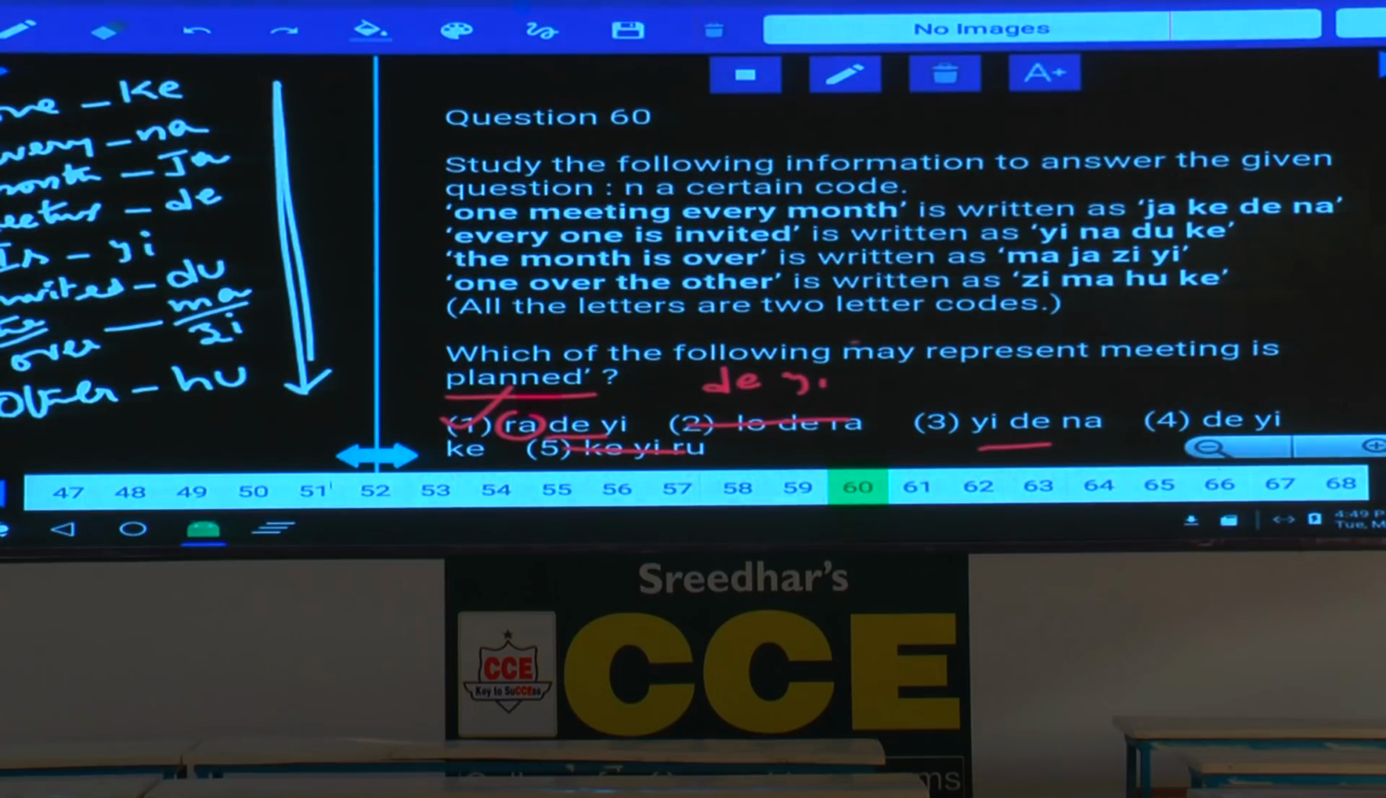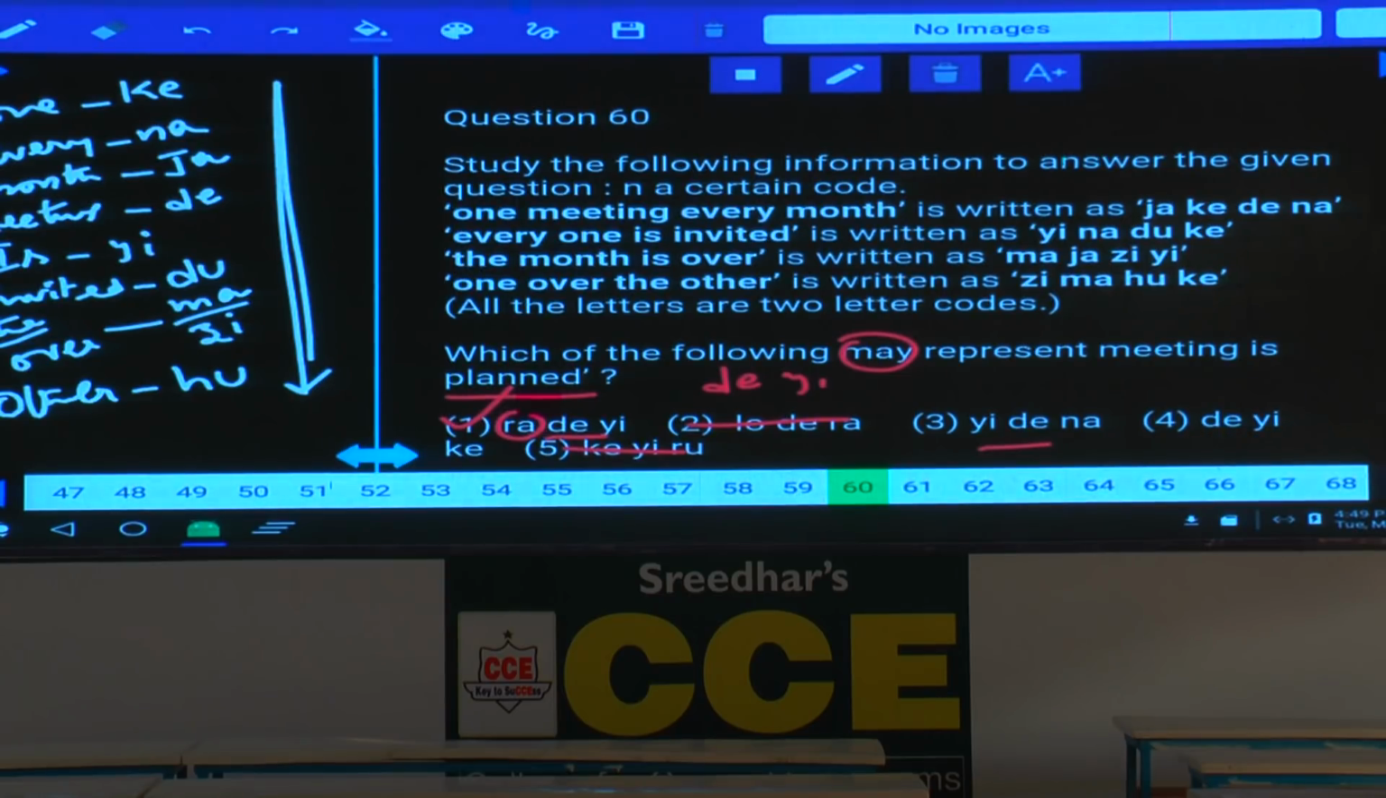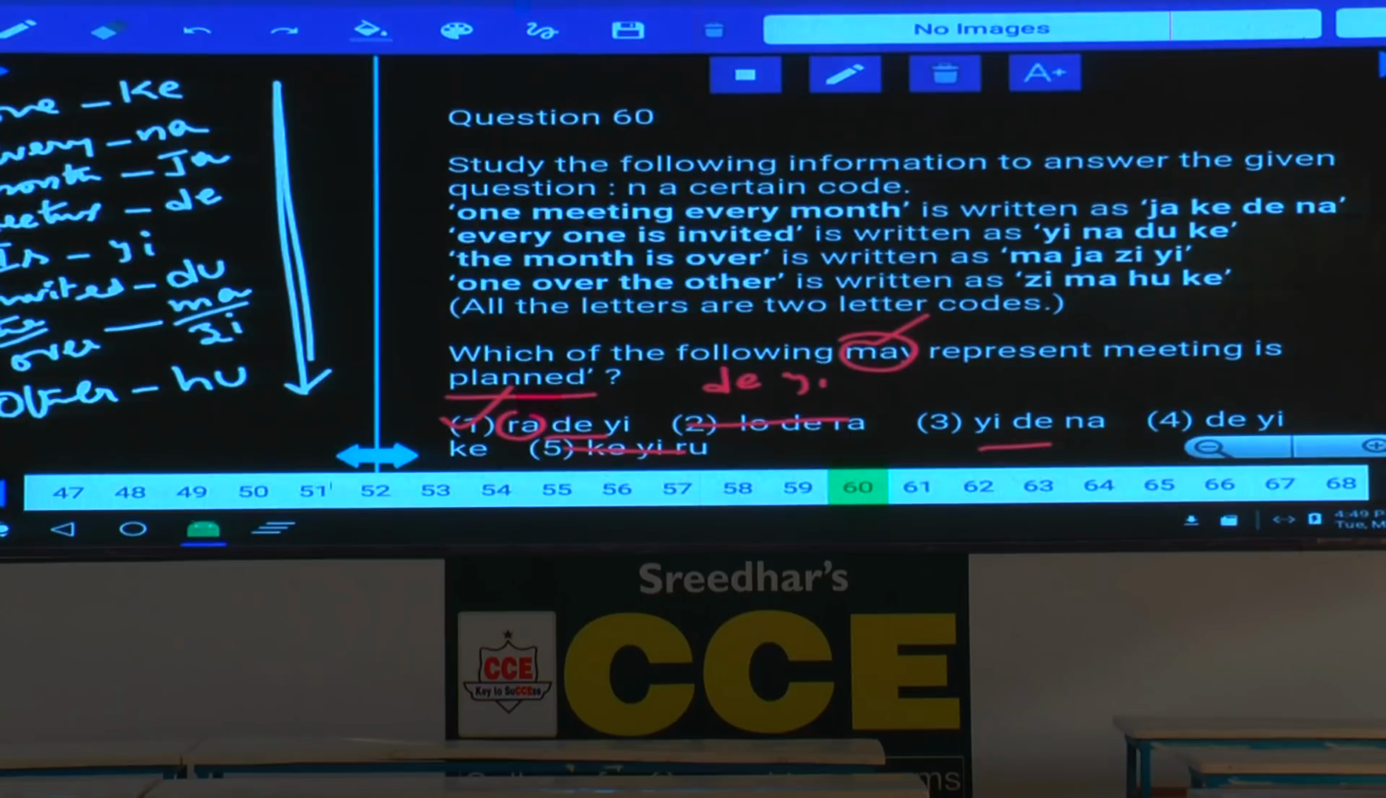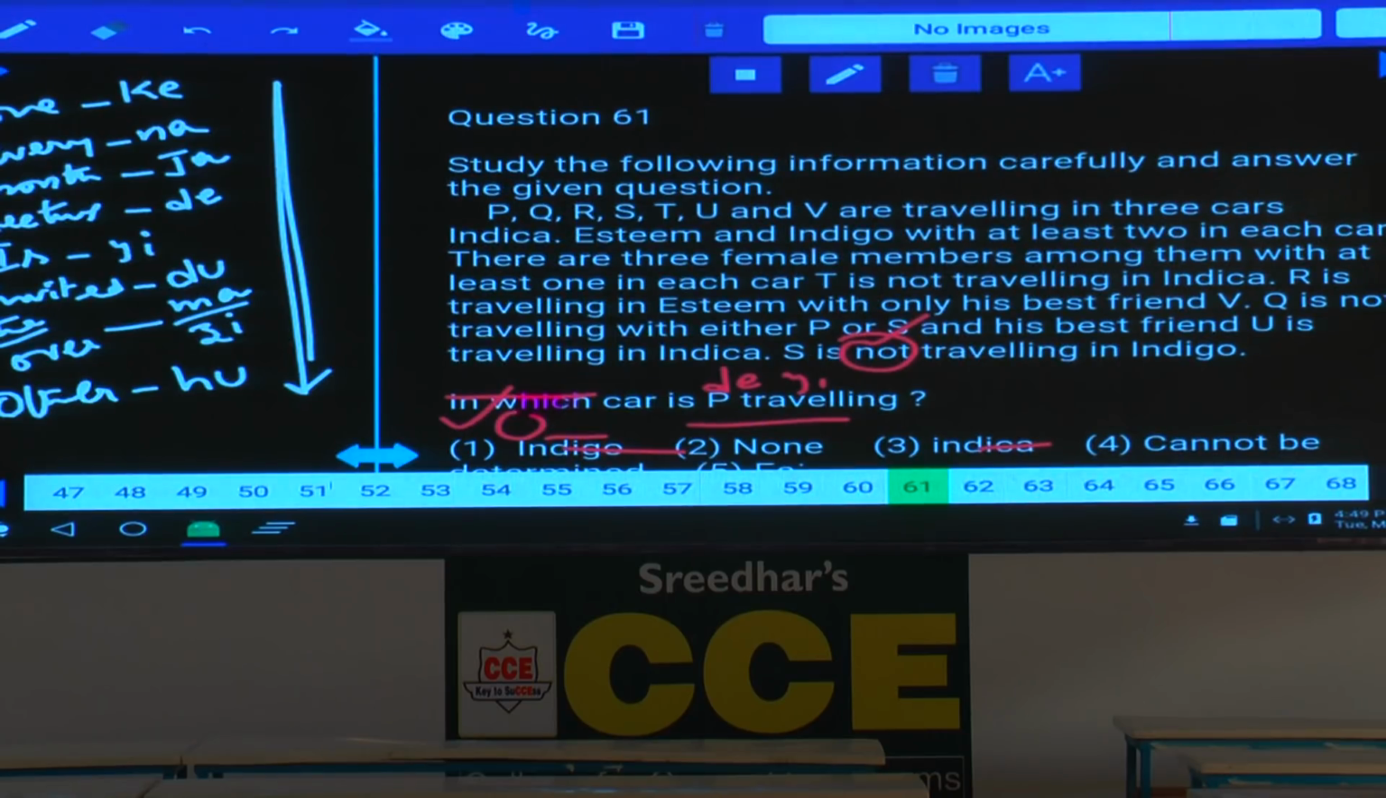This is the very basic reason why he is asking for a possible code rather than a definite code. Because definitely we cannot say the answer. Possible means there is a chance which can be the answer. Hence, choice 1. Then question number 61. Now 61 to 65.